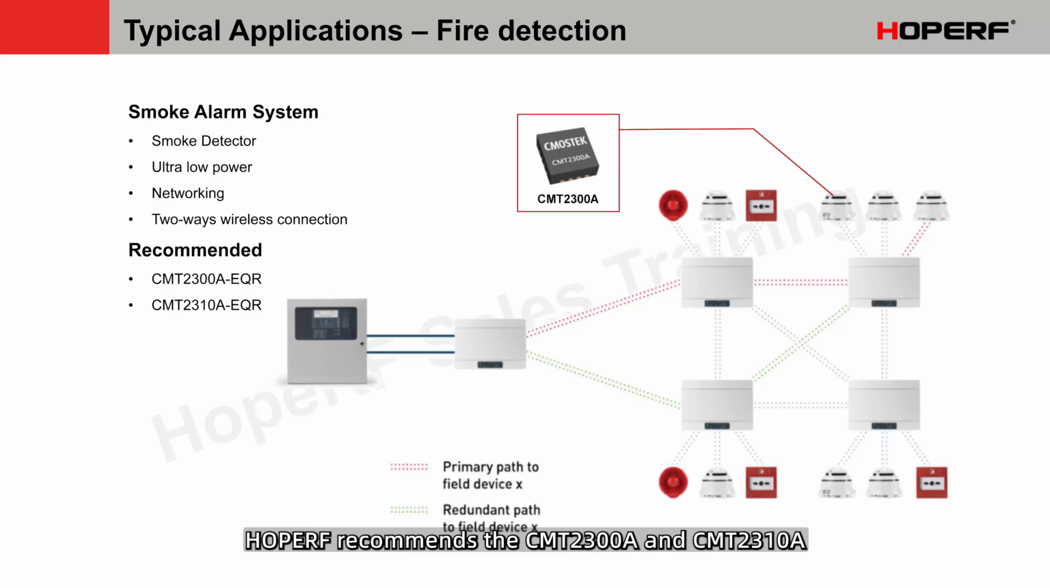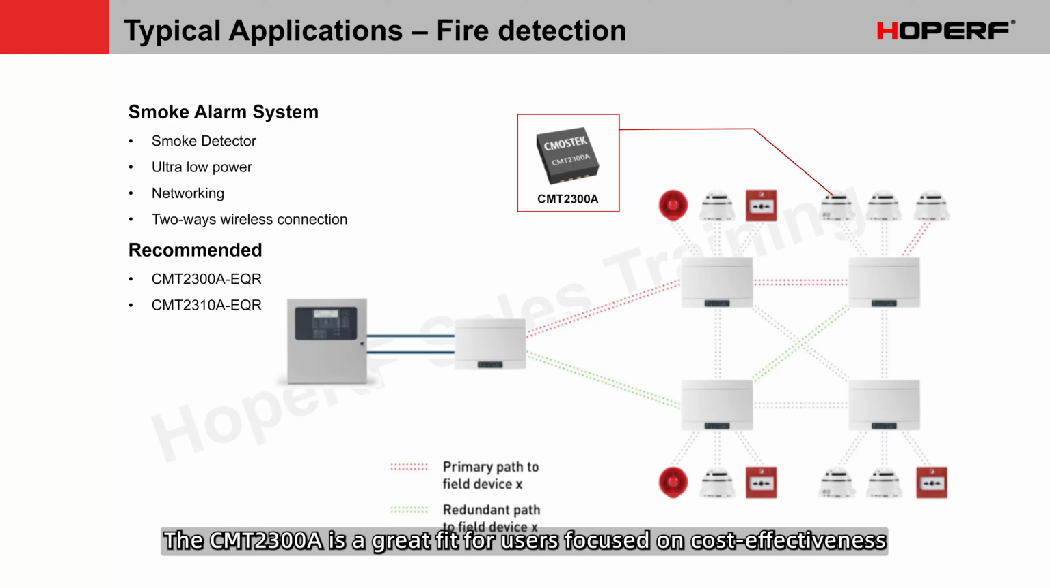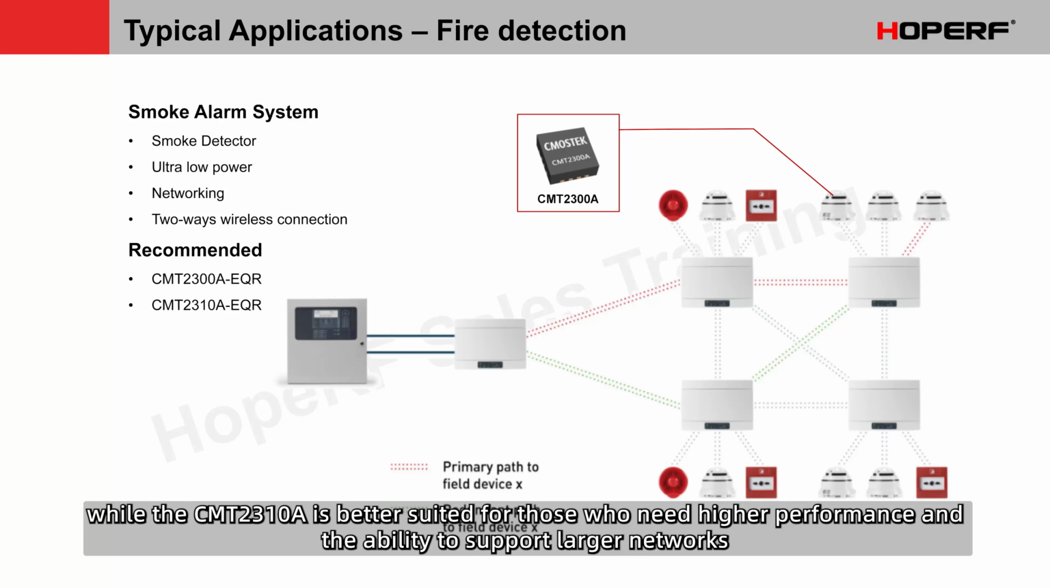For these needs, Hoperf recommends the CMT2300A and the CMT2310A. The CMT2300A is a great fit for users focused on cost effectiveness, while the CMT2310A is better suited for those who need higher performance and the ability to support larger networks.